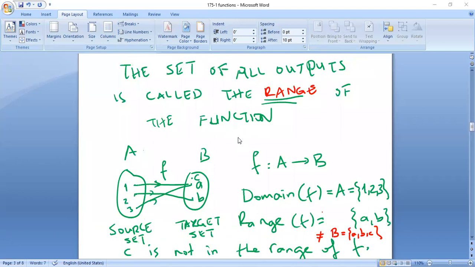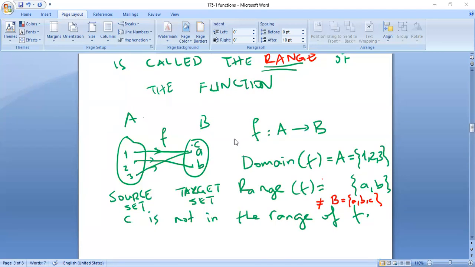But there might be situations like this one in this fourth example. The source set, we must have all of the elements assigned to some element in the set B. But in the set B, not all of the elements might be some output. For instance, 1, 2, 3 are assigned to A and B, but C is not coming from any input. It's not assigned to any input by this function. So we have to be careful talking about ranges. In this case, the range of the function is A and B.